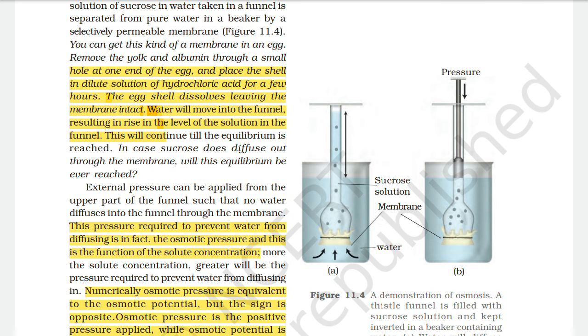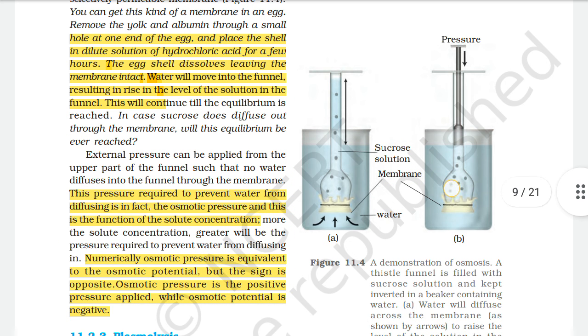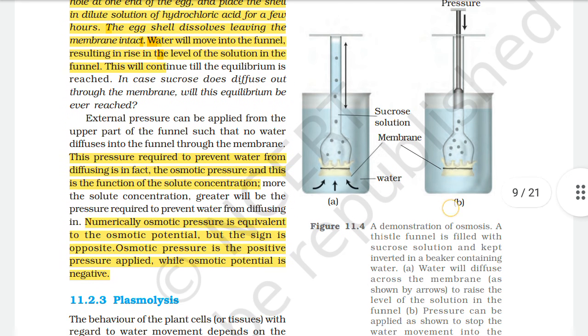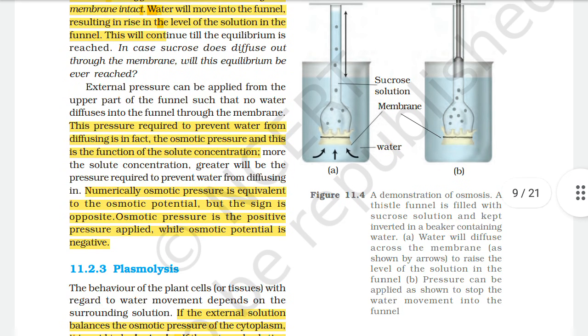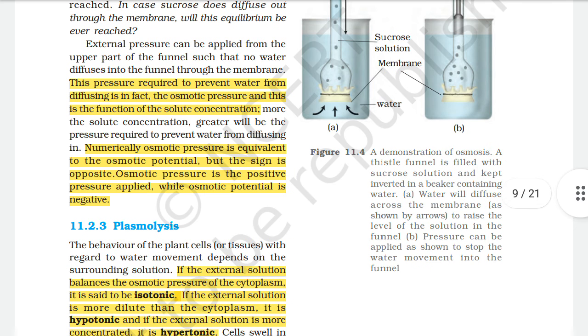What is that process? First of all, make a hole in the egg and then place the shell in a dilute solution of hydrochloric acid for a few hours. After that the shell will dissolve and you will get a membrane. So this is the process of taking out a semi-permeable membrane. Okay. Next, the pressure required to prevent water from diffusing.